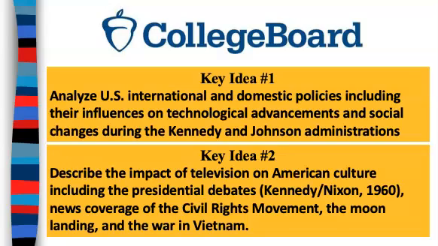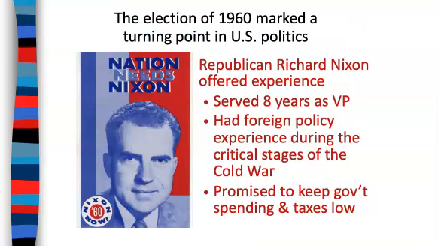So we're going to start off this discussion of the political aspects of the 1960s by starting with the election of 1960. Now, the election of 1960 is going to mark a turning point in U.S. politics. The two people running for the presidency are Richard Milhous Nixon and John Fitzgerald Kennedy. Nixon was the Republican candidate and offered a lot of experience. He had spent 8 years as the vice presidential candidate under Eisenhower. He had a lot of foreign policy experience, or at least claimed to, during these critical early stages of the Cold War. And he had promised to keep government spending and taxes low during this time.